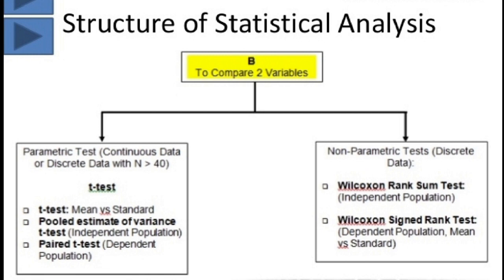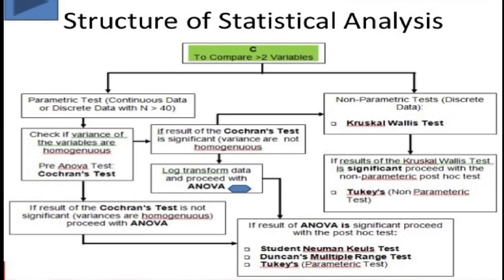Then for non-parametric tests, we have the Wilcoxon rank sum test for independent populations, and the Wilcoxon signed rank test for dependent populations and for mean versus standard. Apart from that, we have also the Mann-Whitney U test.